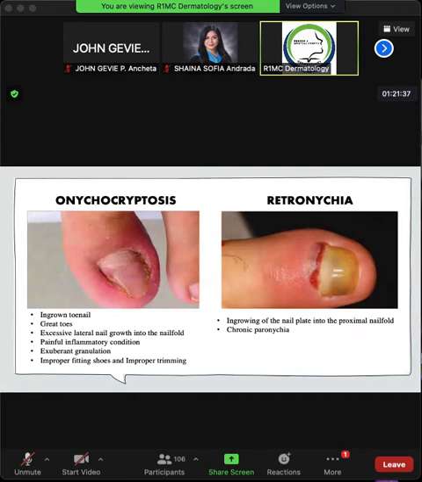So next is your onychocryptosis, which is one of the most frequent nail complaints. So we also describe this as ingrown toenail. It usually occurs on your great toes, and it is described as an excessive lateral nail growth into the nail fold, which is a painful and inflammatory condition.